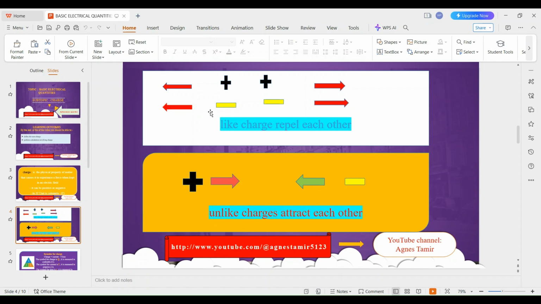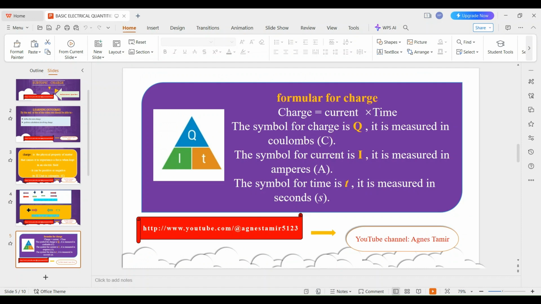Now, this marks the end of learning outcome number 1, and I believe we have achieved it. Let's look at learning outcome number 2, whereby we are supposed to perform calculations involving charge. Before then, we need the formula for charge, and the formula for charge is given by current multiplied by time.